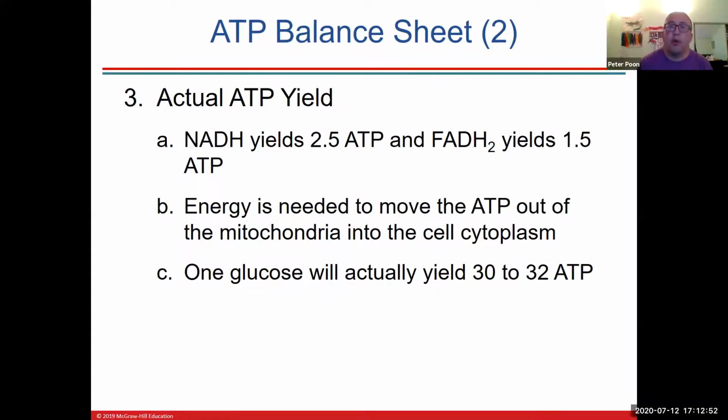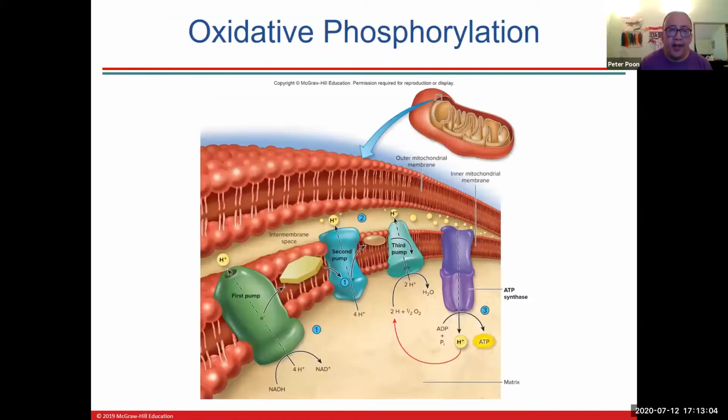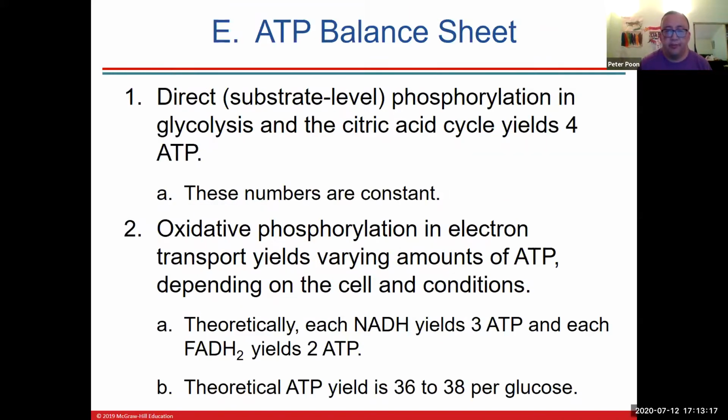The realistic yield is 30 to 32. The energy is actually needed to move ATP out of the mitochondria into the cytoplasm. The other thing is that this isn't perfect. There are leaks in here and stuff like that. And there are enzyme costs. So roughly 30 to 32.